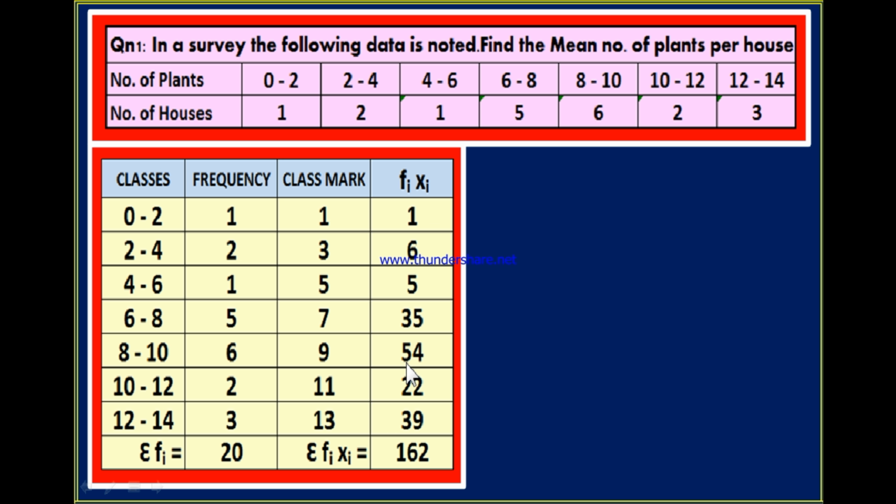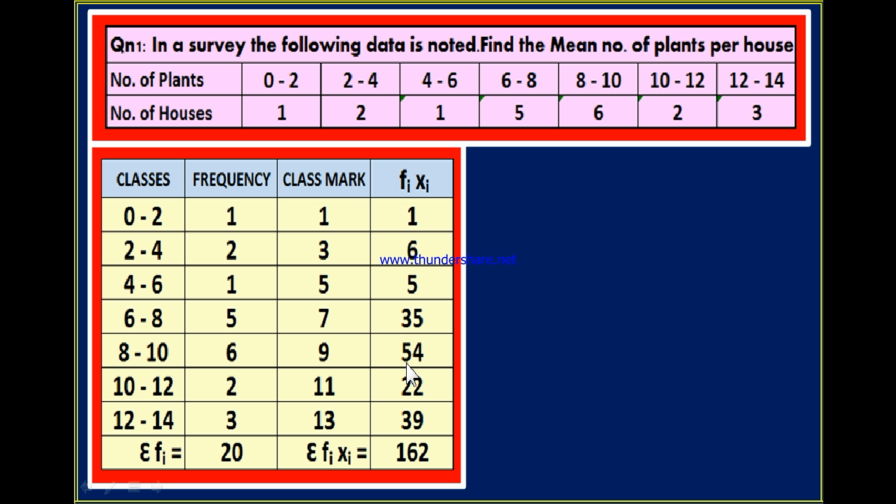Whatever the method you adopt to find the arithmetic mean, the third column should always be mid value. You should find mid value. You can use either direct method or deviation method or step deviation method, but you should use mid value as the third column. In order to find the arithmetic mean of a table or a group data, you should use mid value. Understood? Therefore, let us find mid value now.